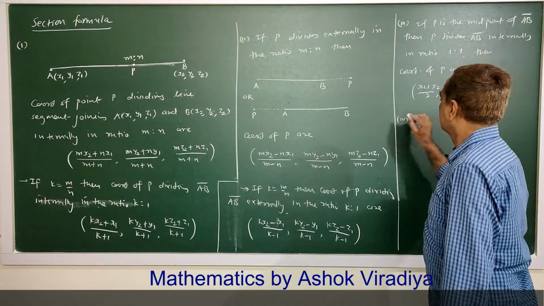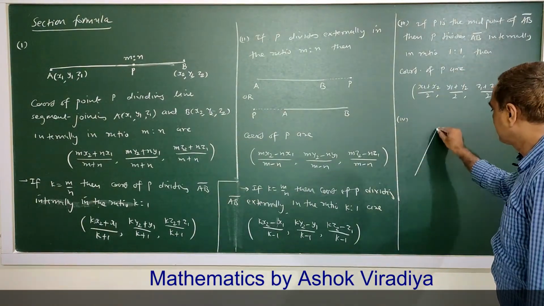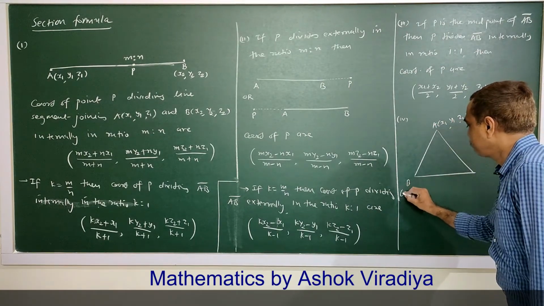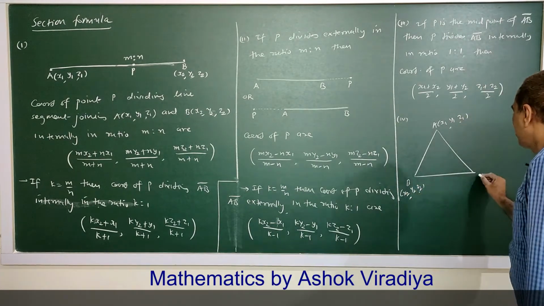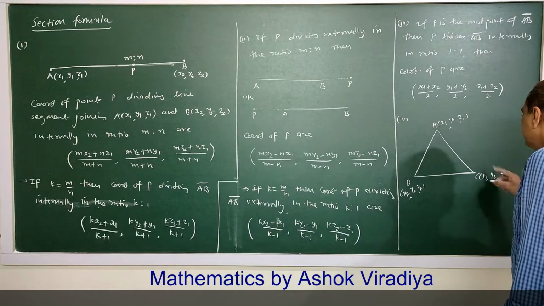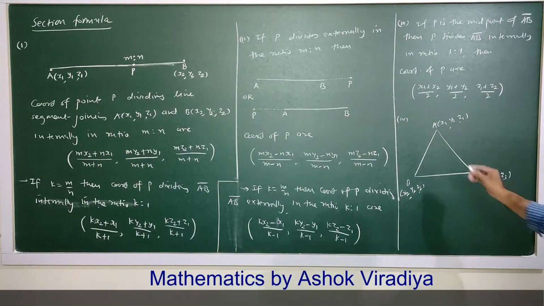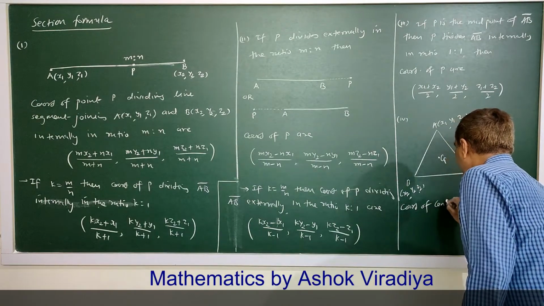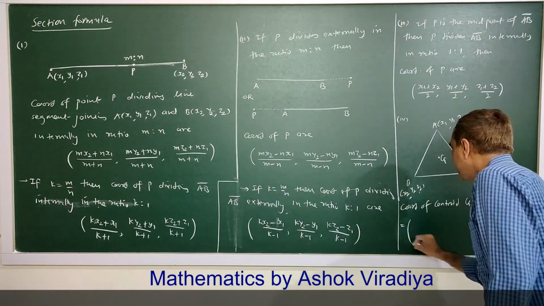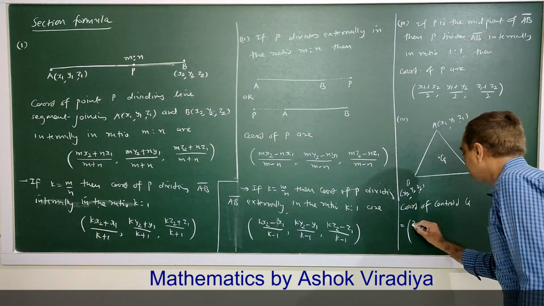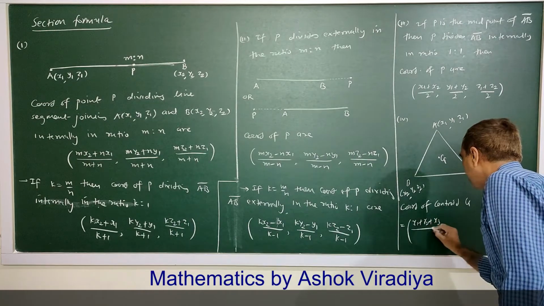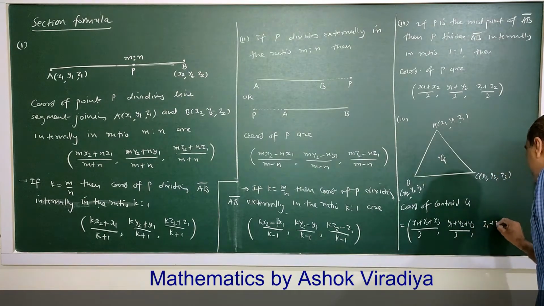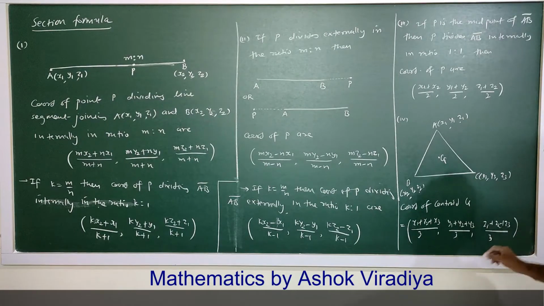And one more result. If vertices of triangle are x1, y1, z1, this point is x2, y2, z2, this point is x3, y3, z3, these are vertices of triangle, and if G is centroid, then coordinates of centroid equal to x1 plus x2 plus x3 by 3, y1 plus y2 plus y3 by 3, z1 plus z2 plus z3 by 3.